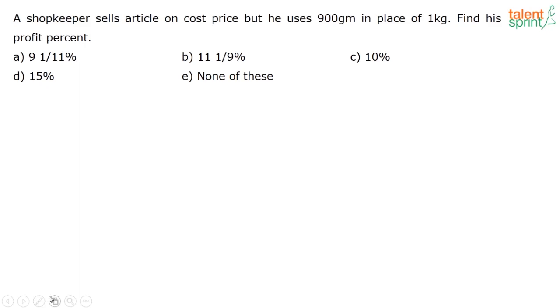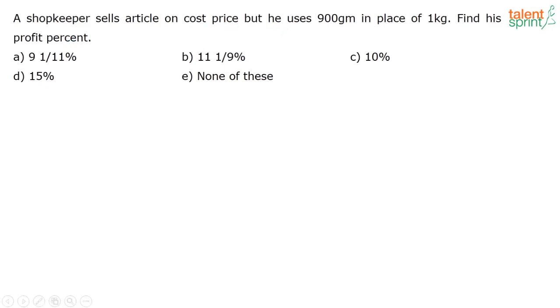So to solve these dishonest seller problems, the main thing we should do is understand what is given in the question. If you understand the information given in the question and are able to decipher it correctly, you can get the answer in one step. That's all that is required. Now see what is given. A shopkeeper sells an article at cost price.